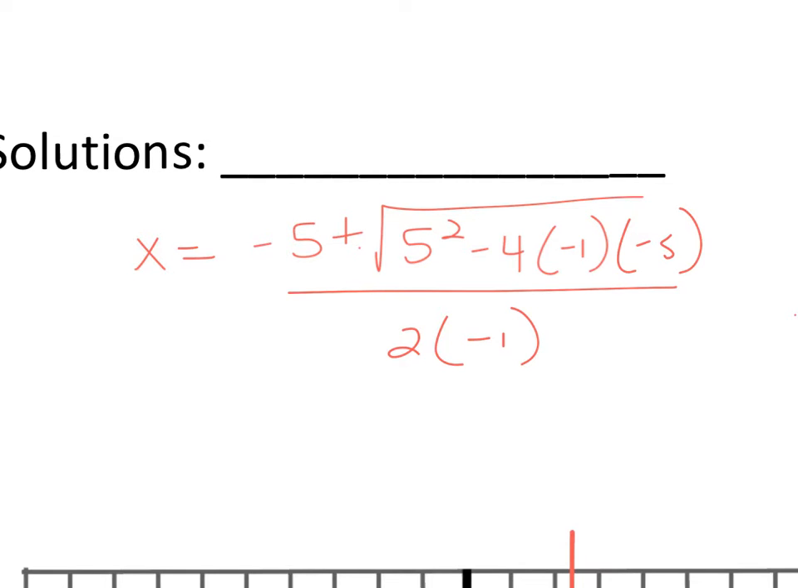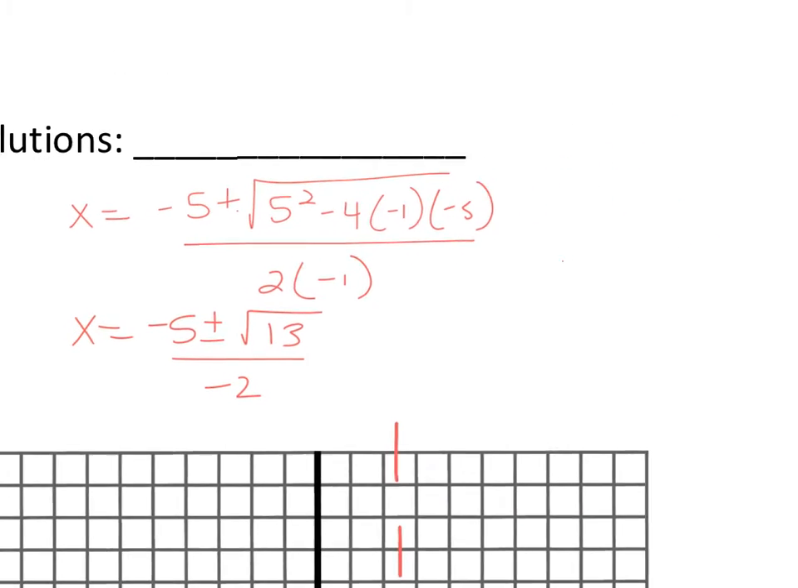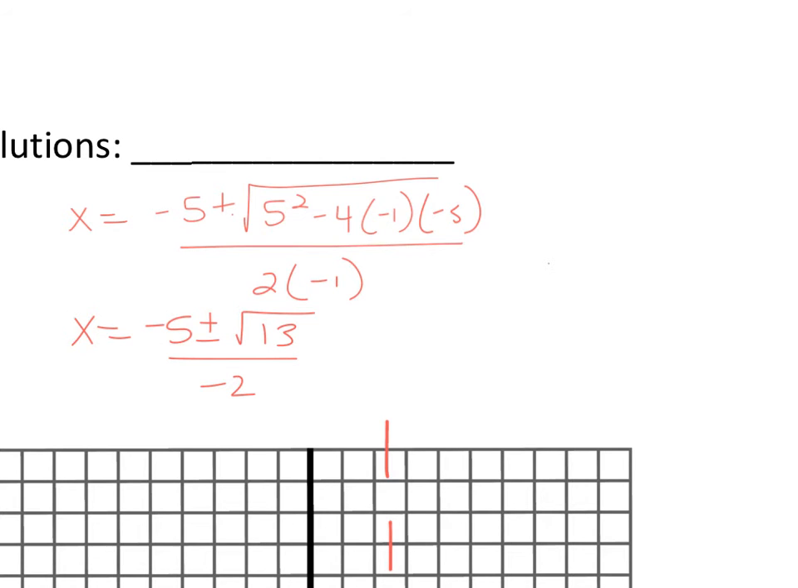When I'm typing it in, I am getting x equals -5 plus or minus square root of 13 divided by -2. Now, I'm not worried about exact and approximate right now. Right now, we need to just get decimal answers. So let's take the square root of 13, and we're going to get 3.6 when it's rounded off. So I have -5 plus or minus 3.6 divided by -2.